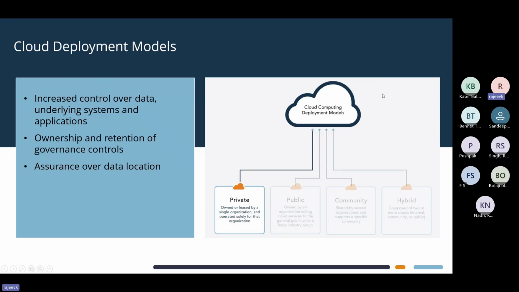One of them is called the private cloud. Now the question is: if the public cloud is a very popular one, why exactly is it popular? Because of the low-cost model. You have to pay only for what you're using. Simple.